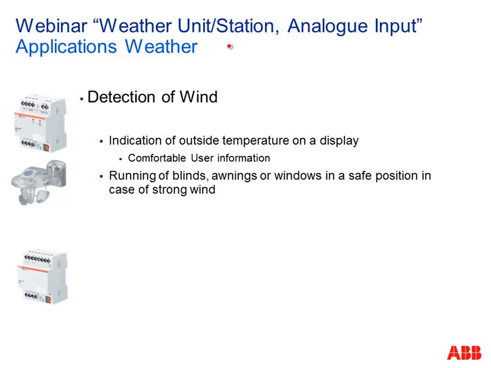Wind detection is a further sensor in such a solution. Also the wind speed, for example, could be shown inside the building, but the standard application is to run any blinds, awnings or also windows into a safe position in case of strong wind. You can imagine if you have any outdoor blinds, and strong wind appears, that can also destroy your blinds, and you should protect this. And you do it together with the threshold and the wind sensor.